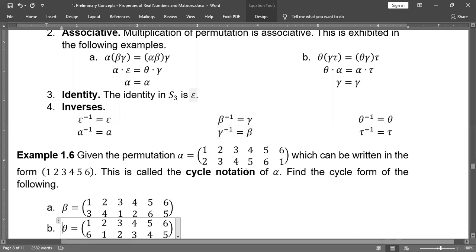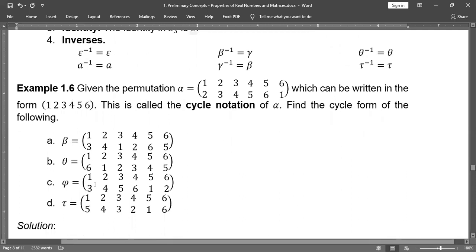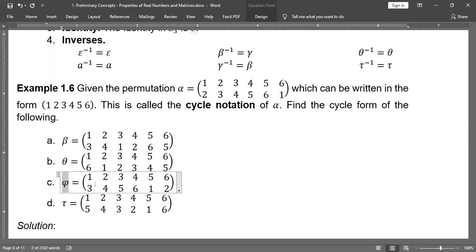Find the cycle form of the following. So, meron tayong dalawang forms, no? Standard form, which is written na parang ganito, para siyang matrix. And we have the cyclic form, or the cycle form. Ganyan siya, 1, 2, 3, 4, 5, 6. So, paano siya nire-rewrite from standard to cyclic, cyclic to standard? So, we have this. Given, we have beta, theta. Ano to? Symbol to? I am not sure kung anong symbol.